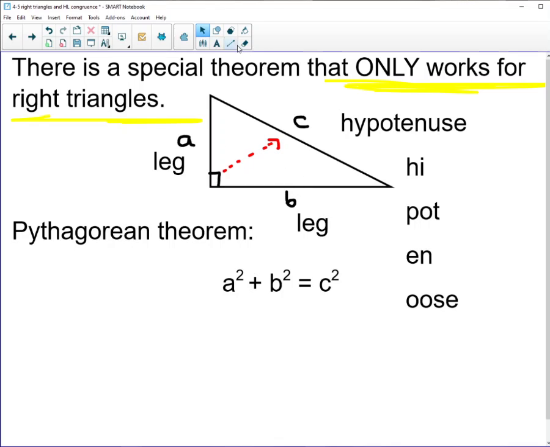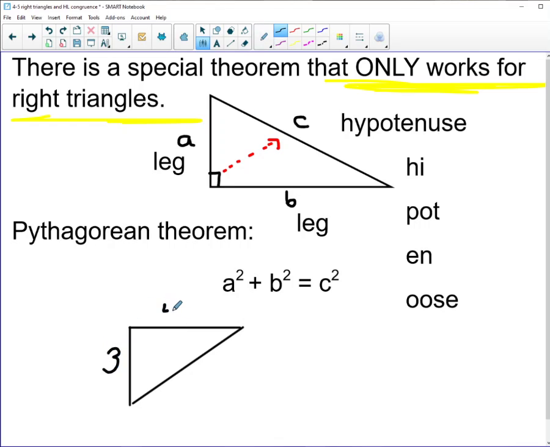So here's an example. I'll just draw some random looking right triangle. Whoa, it's so different looking. I'm going to put a 3 here, and I'm going to put a 4 here. And I'm going to say find the third side. And right now, you can't. We don't know it's a right triangle. What if that's an 89-degree angle? I don't know. Okay, so now the problem is completed.